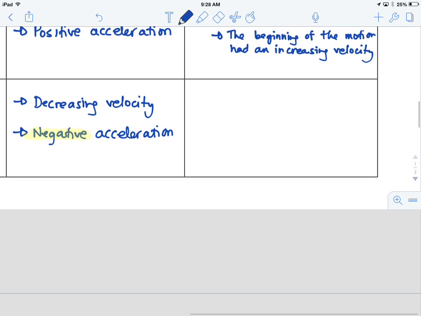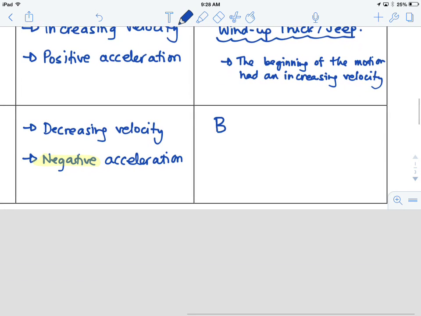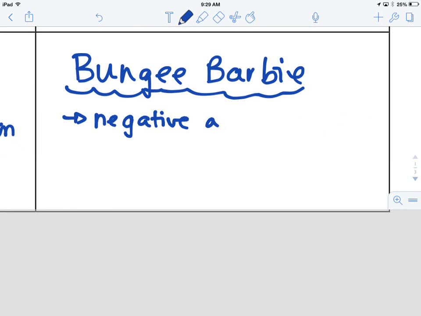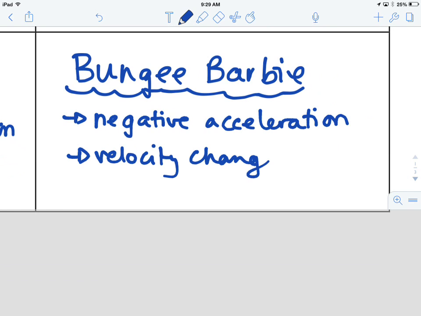So something that we've done in class that acts as an example is actually Bungee Barbie. And one of the reasons why this serves as a nice little example is that on her way downwards, Bungee Barbie was decelerating, or we should say, very specific, she was slowing down. So she had a negative acceleration. And we could say that she was decelerating, but she didn't come to rest at the bottom. She came to rest for a very, very brief instant and then sprung back upwards because that elastic band pulled her up. So she had a negative acceleration and her velocity changed direction. Which is an important distinction, okay?